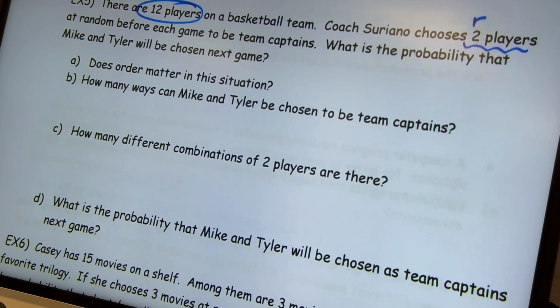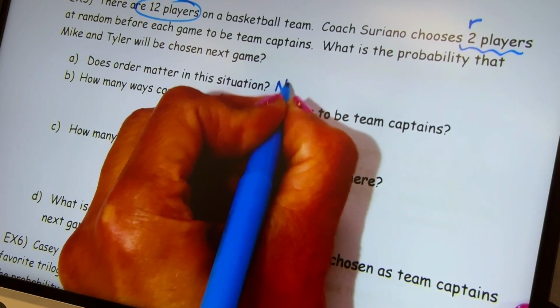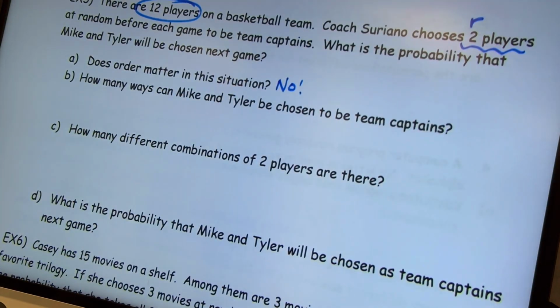Letter A, does the order matter in this situation? No, it doesn't. Because the team captains are equal. So the order doesn't matter who's chosen to be the first team captain or who's chosen to be the second team captain. It doesn't matter.